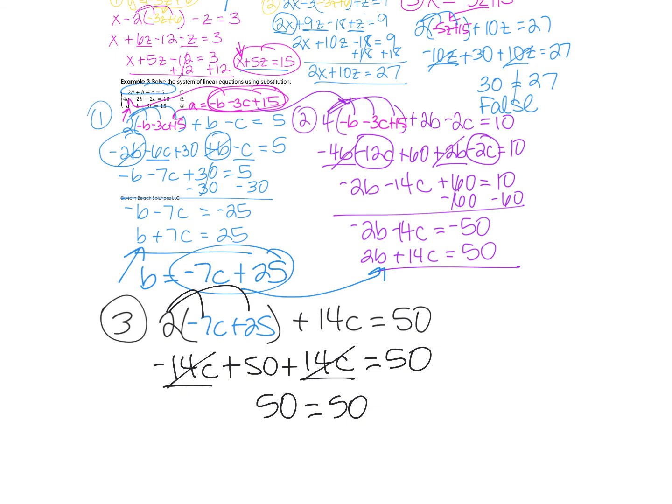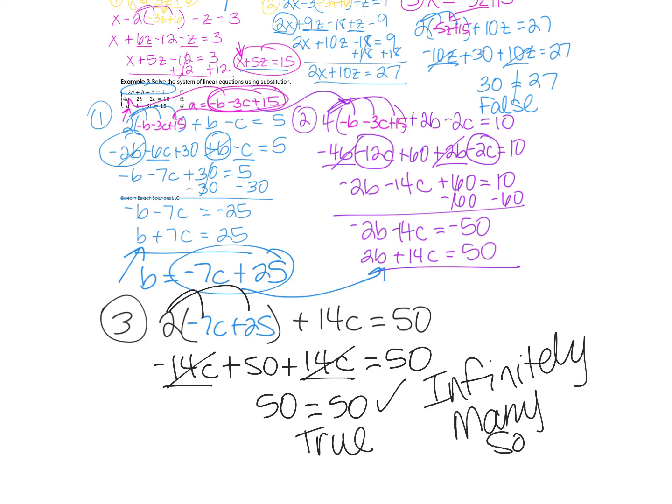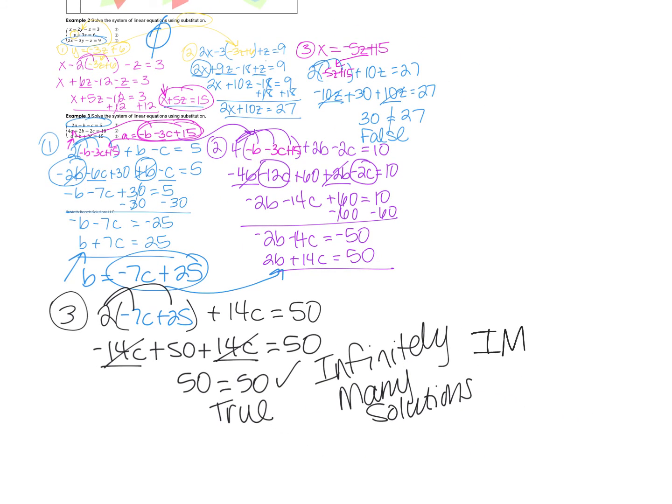So remember, these are special cases. If your variable is eliminated, you're looking at your statement to see if it's true or false. It's true, which means there's an infinite number of points that they have in common. So infinitely many solutions. I don't care if you write IMS as long as you know what it means. They have every single point in common. So those are some special cases where your variables cancel out and you no longer have a variable to solve for. So check your statement, see if it's true, see if it's false, and that will determine if it's no solution or infinitely many.